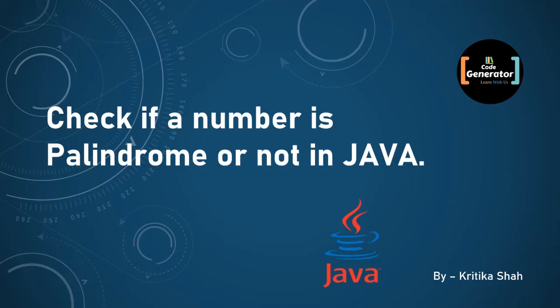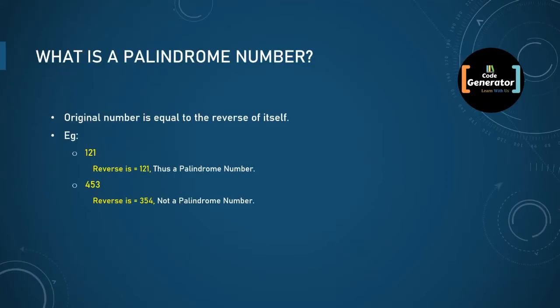I am Kritika Shah and today we will write a code to check if a given number is a palindrome or not in Java. So what is a palindrome number? If a number is equal to the reverse of the number, it is known as a palindrome number. Example: 121. The reverse of 121 is 121, and thus it is a palindrome number. If we see 453, the reverse of this number is 354, and thus they both are not equal, so it is not a palindrome number.